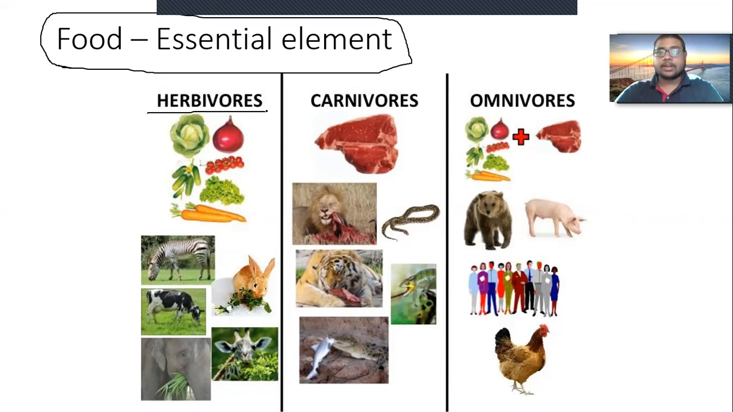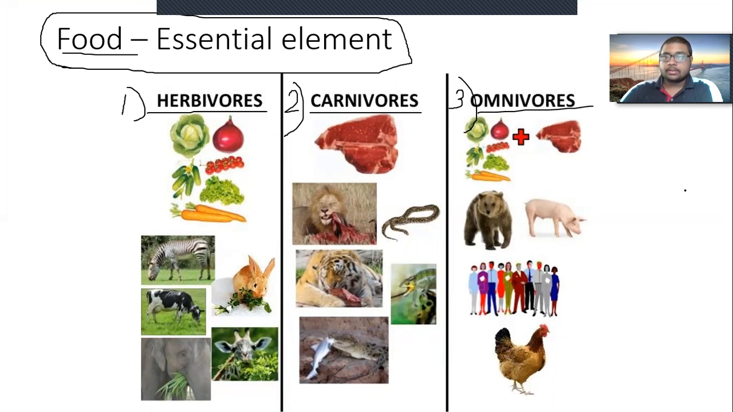Now the animals are divided into three categories based on the food they eat. The first category is the herbivores. The second category is the carnivores. And the third category is omnivores. Let us study them. In the first category, herbivores, the animals eat only and only plants. These are called herbivores.